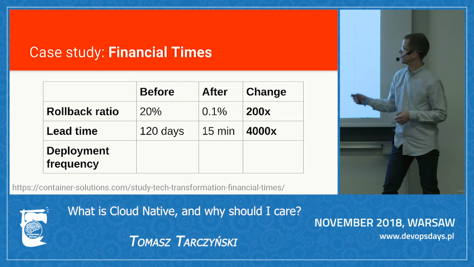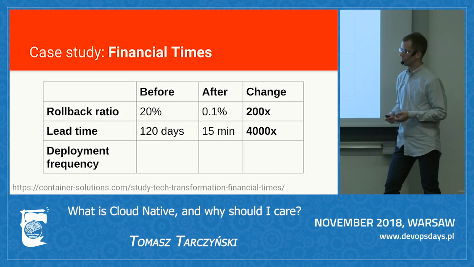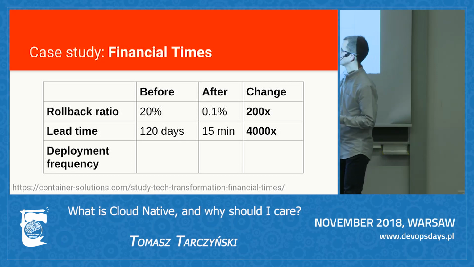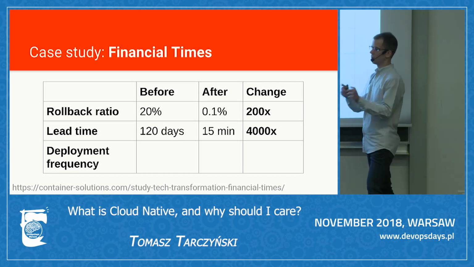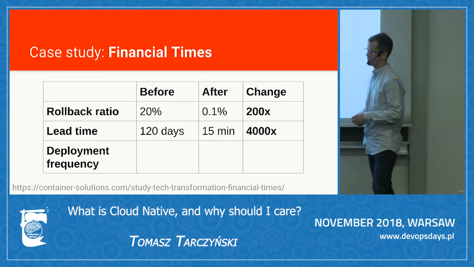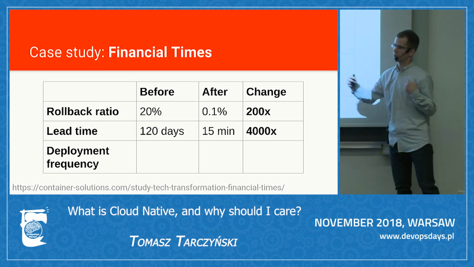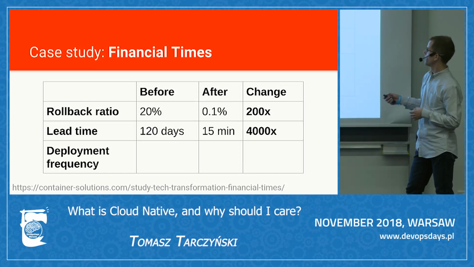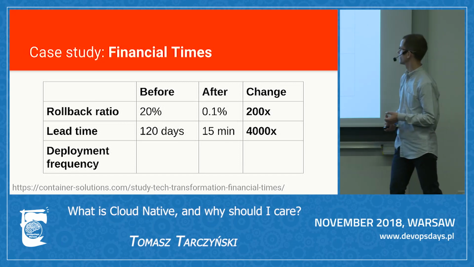Okay, the next metric is about velocity, how fast can they go. So what lead time means. It's the time needed to go from code being committed to version control to it being running on production. It used to be 4 months for them. So such a process to deliver change. And after they migrated, it's only 15 minutes.